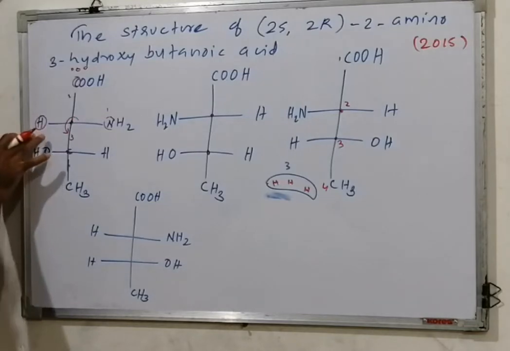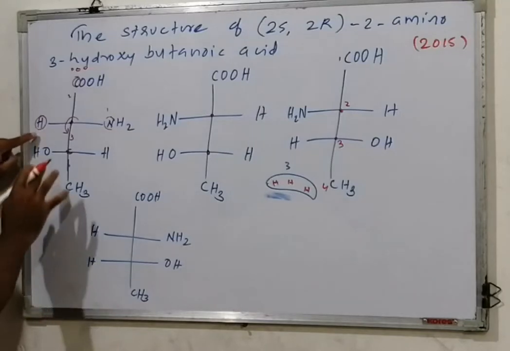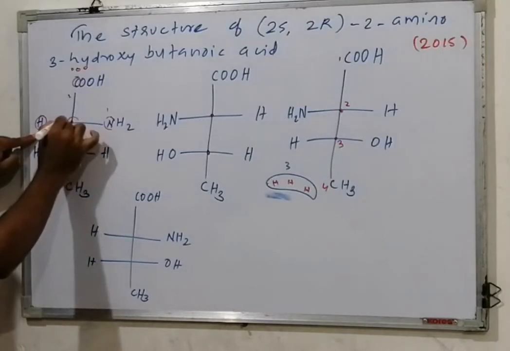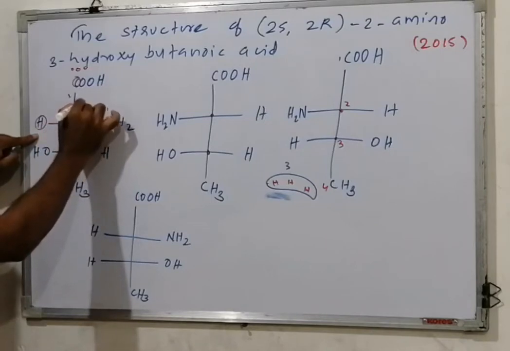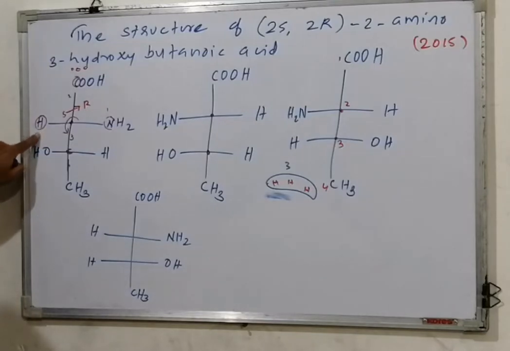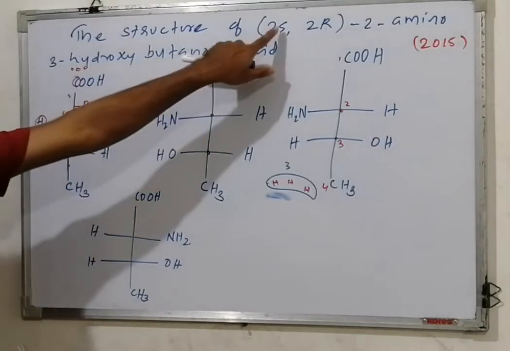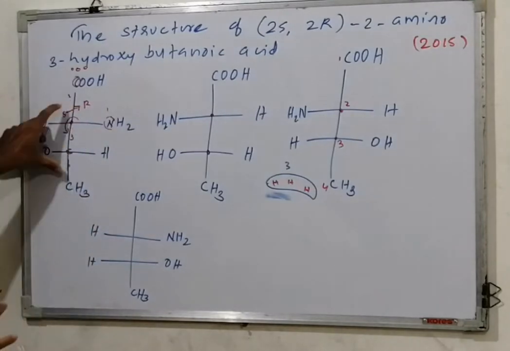But hydrogen is on horizontal. Therefore, opposite. What is this? This is S, but actually it is R. The S turned to R. Why? Because of this hydrogen. Please remember, because of this hydrogen, S turned to R. Okay. Therefore, here 2R, not 2S. Now, this is not correct.